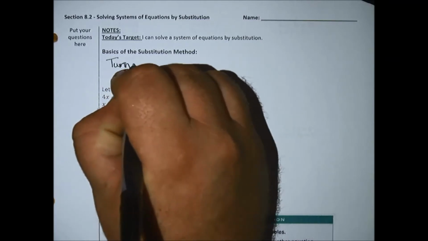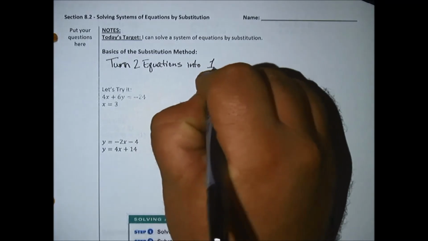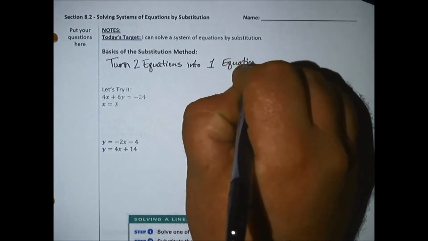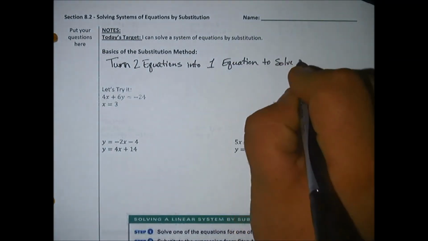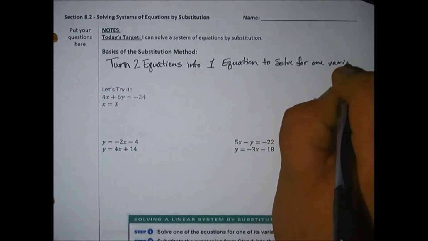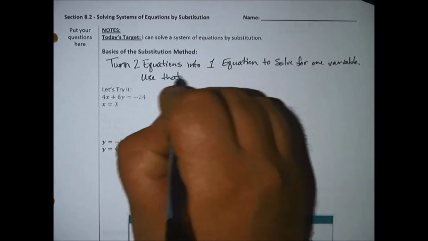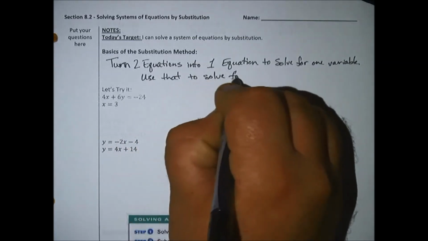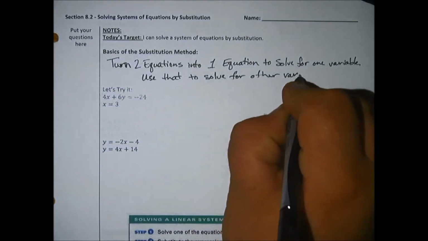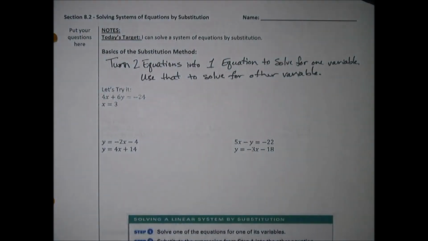So we are going to turn two equations into one equation to solve for one variable, and then use that one variable to solve for the other. And really the main idea is that once you know one of the variables, you can really easily figure out what the other one is. So we're going to look at a few problems, and then we're going to actually take a look at what the real steps behind using substitution are.